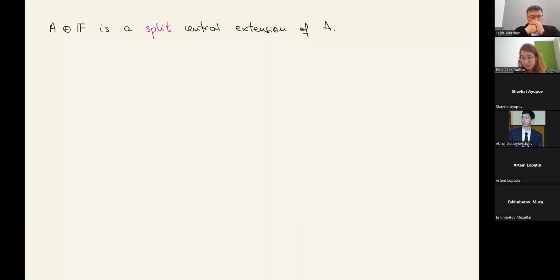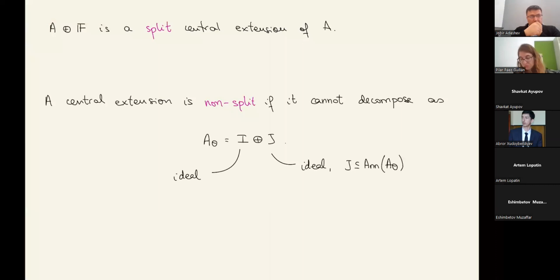So this is a split central extension, but we are going to be interested in non-split central extensions, which can be defined in the following way. It is going to be non-split if we cannot decompose it into the direct sum of an ideal I and another ideal, which has to be contained in the annihilator of A theta. Okay, we cannot decompose it into the direct sum of two ideals, one of them in the annihilator. And these are the central extensions in which we are going to be interested.